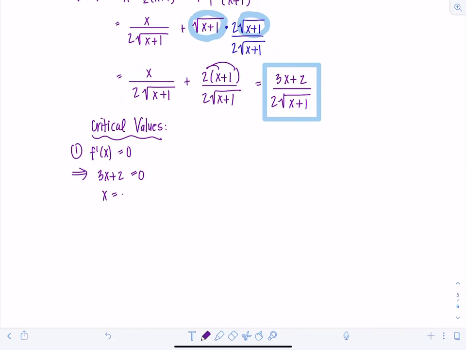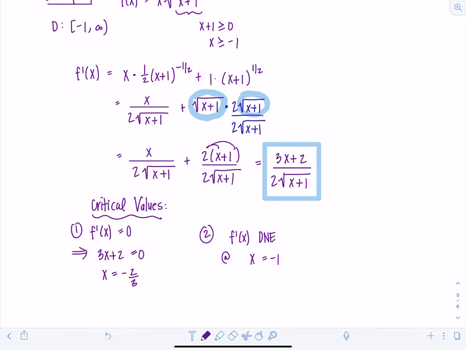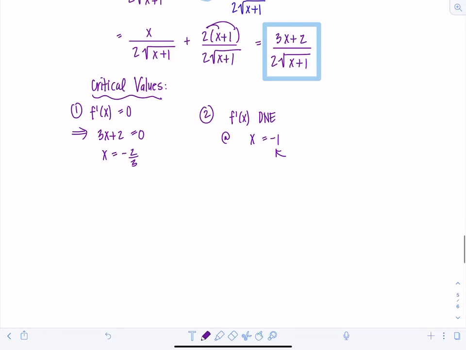Solving for x, I get x equals negative 2/3. And that's within my domain. Remember, my domain is from negative 1 to infinity. So this we can consider. Now what about where f prime of x does not exist? Well, f prime of x does not exist if x is negative 1, because the denominator would be zero. But that's an endpoint. There's no open interval around negative 1. It's an endpoint on my domain. So since this is an endpoint, it cannot be a local min or max.